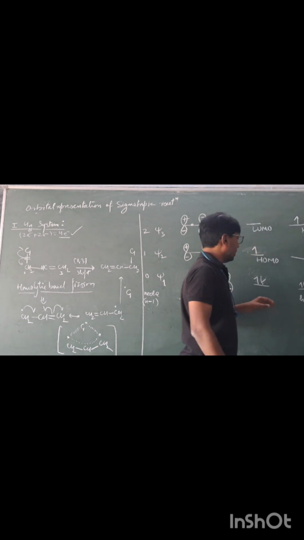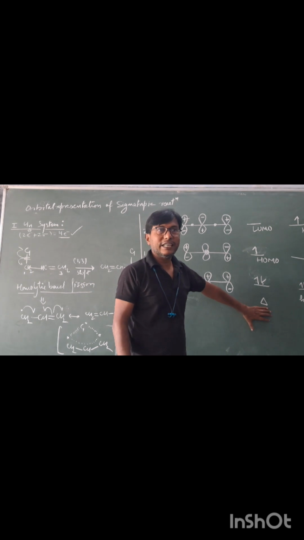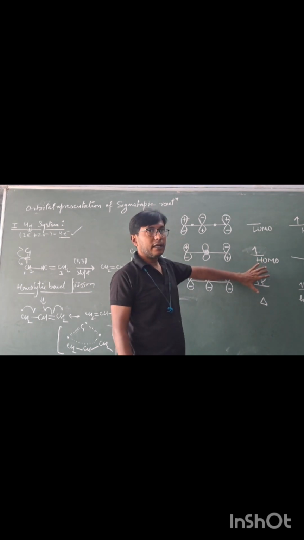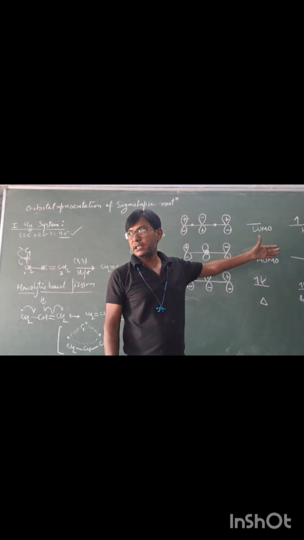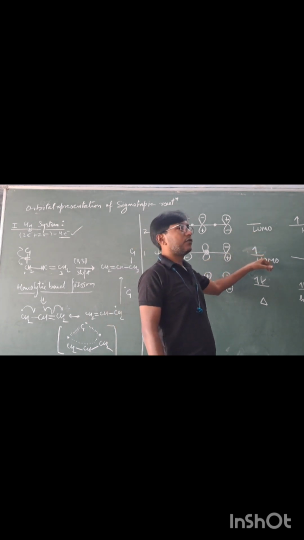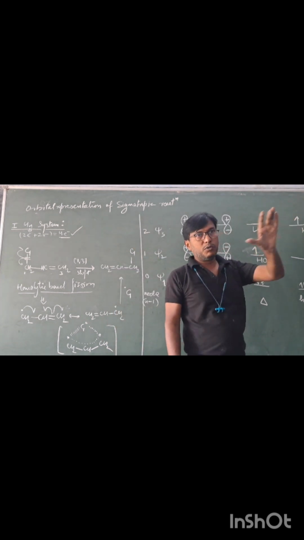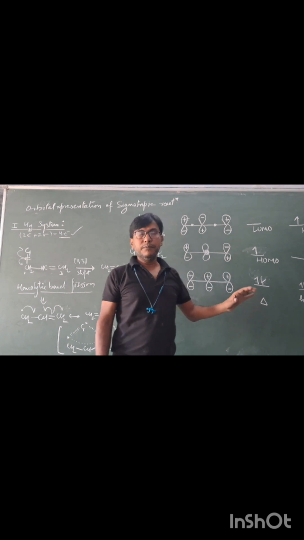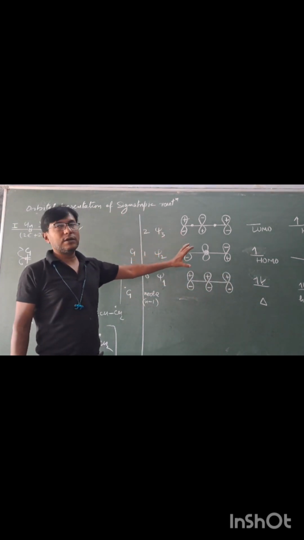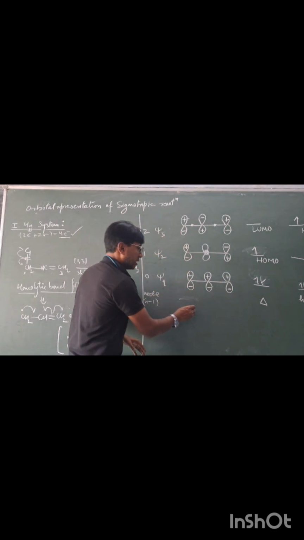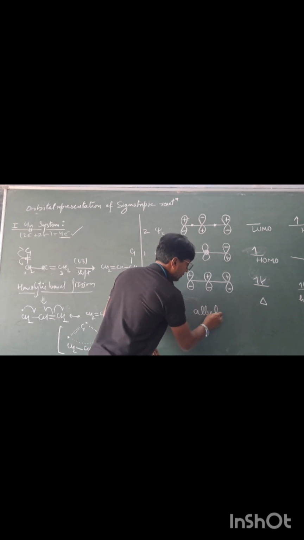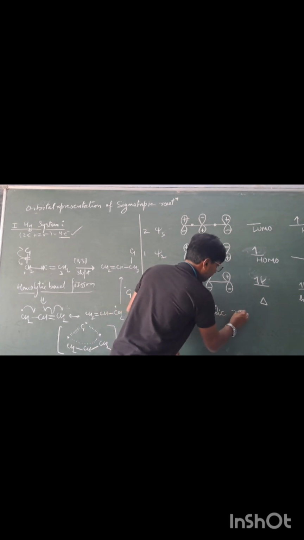So in thermal conditions, 3 electrons are filled normally. In photochemical conditions, as I have earlier told, 1 electron from the HOMO will jump into LUMO. This gives the actual representation of the molecular orbitals in the allylic system. This is for the allylic radical.